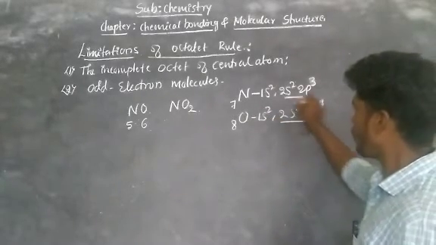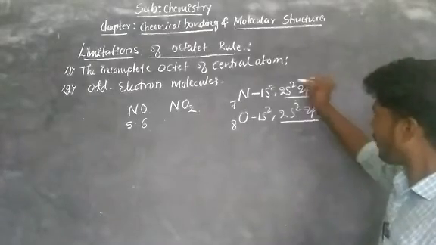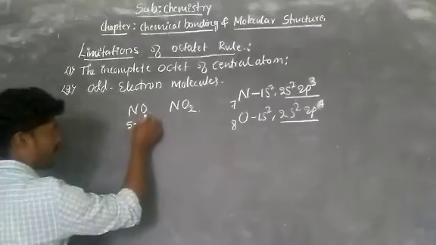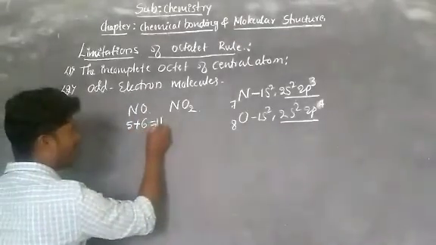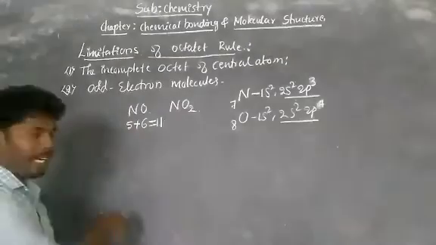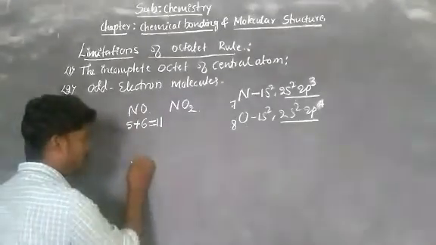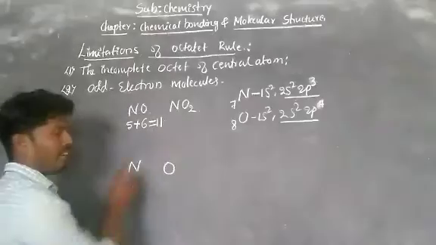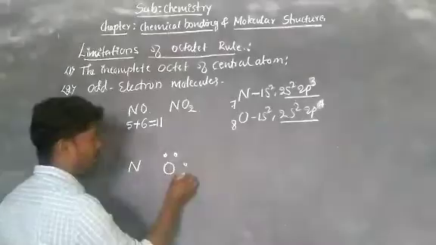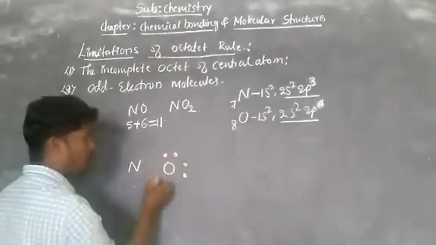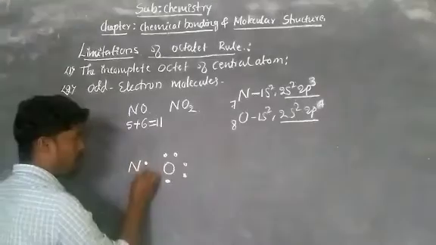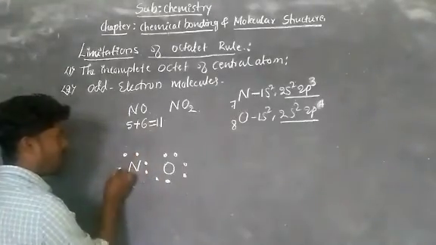This is the outermost valence shell. See here, there are 5 electrons and here 6 electrons. That is 5 for nitrogen and 6 for oxygen, totally becomes 11 electrons for nitric oxide. In this case, write the Lewis dot structure. N, oxygen. So there are 11 electrons. Fill the 11 electrons. For oxygen, 6 electrons: 1, 2, 3, 4, 5, 6. Then for nitrogen, 5 electrons: 1, 2, 3, 4 and 5 electrons.